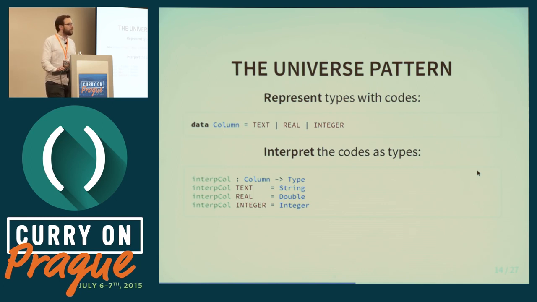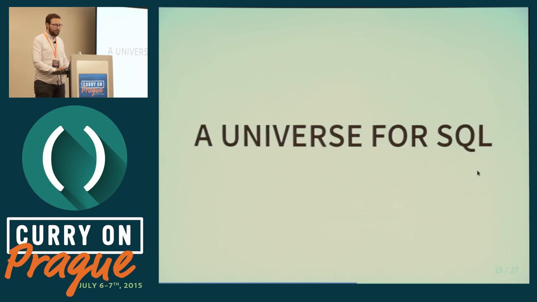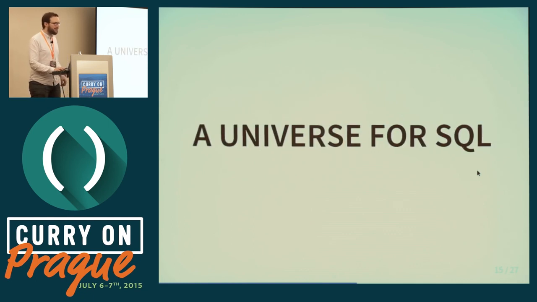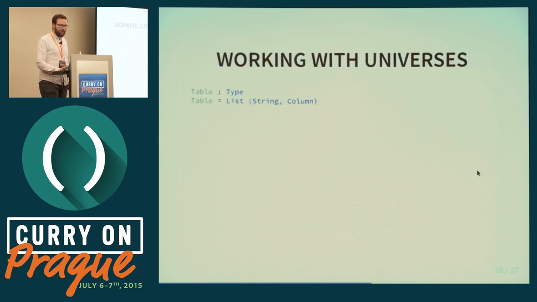And once you've done that, you can do a lot of interesting things. So let's build on that column example. This is cut down from a bigger piece of code that I've got. I might want to take that column universe and then use that to build one of tables. So I say that tables are a type.